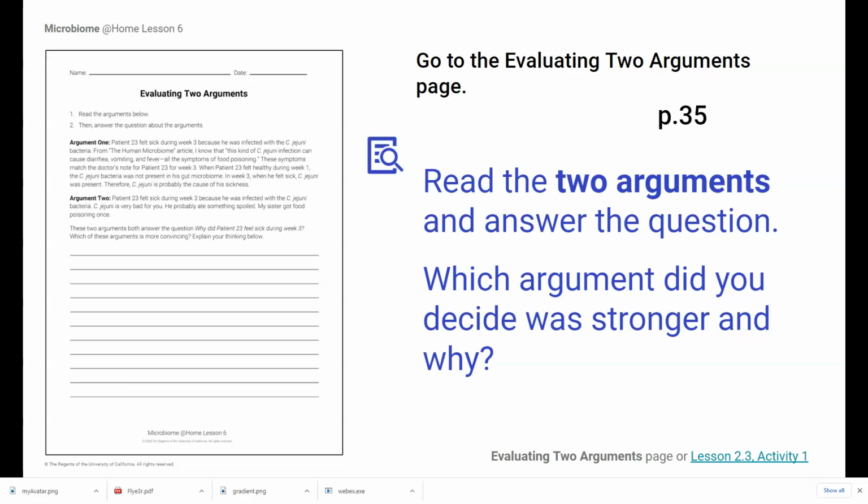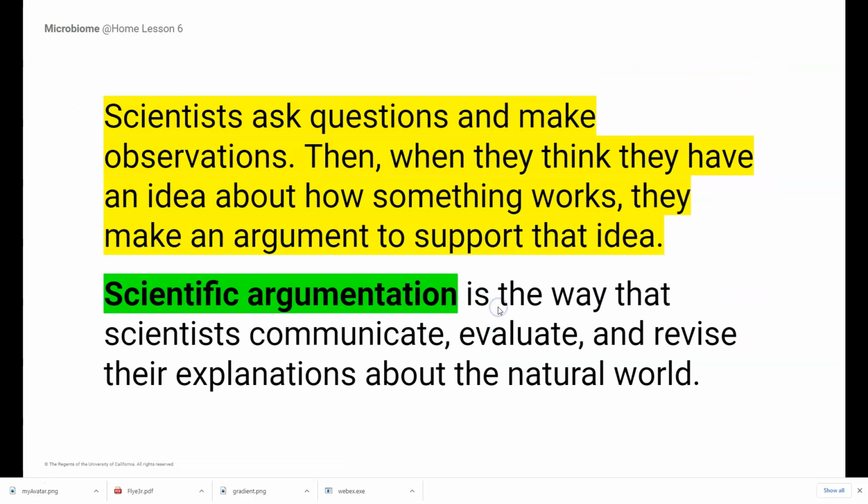Let's look at argument 2. Patient 23 felt sick during week 3 because he was infected with the C. jejuni bacteria. C. jejuni is very bad for you. He probably ate something spoiled. My sister got food poisoning once. Okay, so think to yourself, which one has a better argument? Argument number 1 or argument number 2? I think we can all agree that argument number 1 has more evidence to support it. And we're going to really talk about how we can break down that evidence.